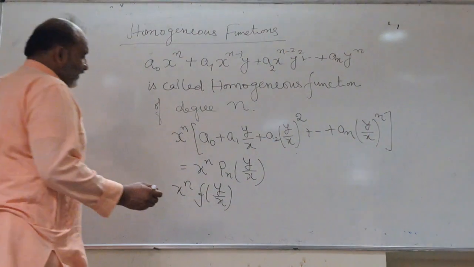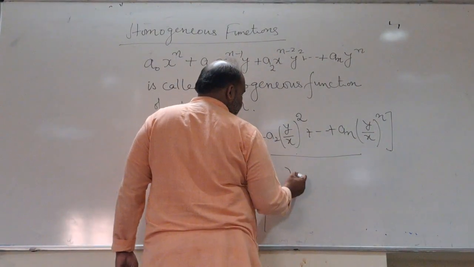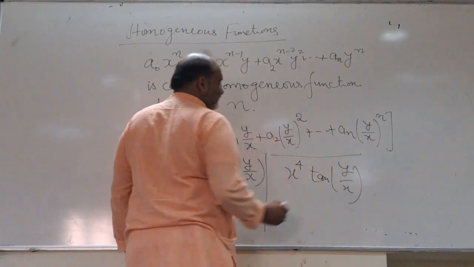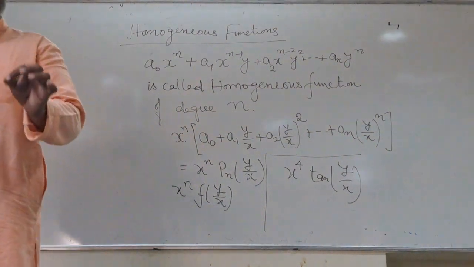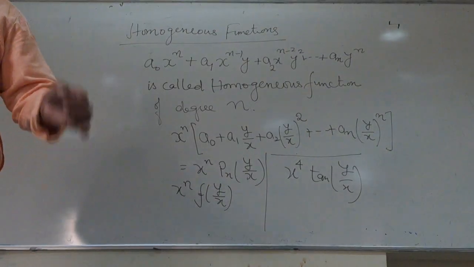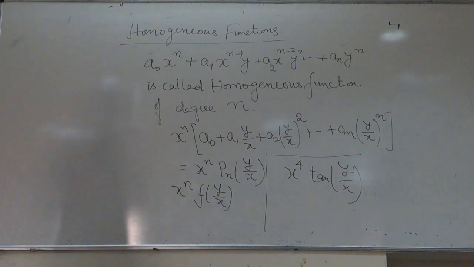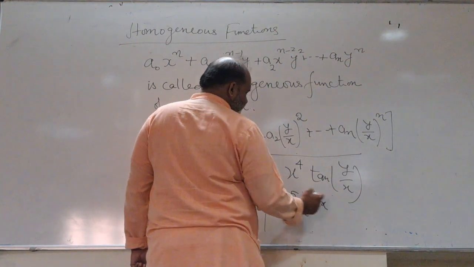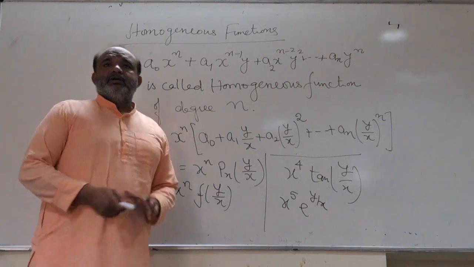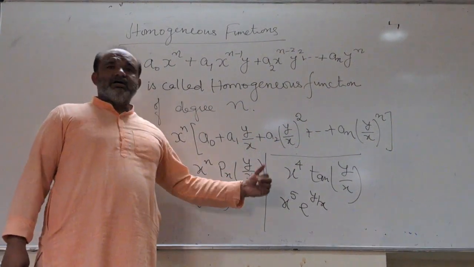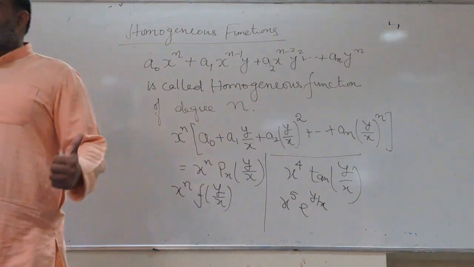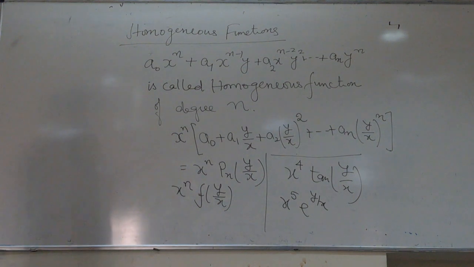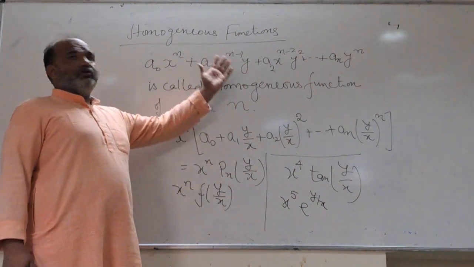So in this way, if I write down x power 4 tan y by x, this is nothing but a homogeneous function of degree 4 in x and y. Anything like this also. So let me write down x power 5 e power y by x. This is a homogeneous function, degree is 5. ठीक है, तो डिग्री कितनी होगी 5. Clear? Yes. Okay. So if I am having such type of functions, they are called homogeneous functions.